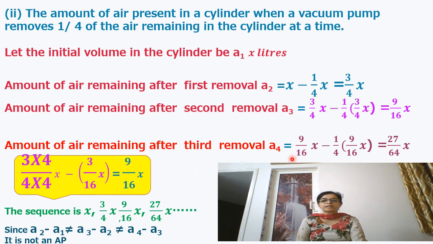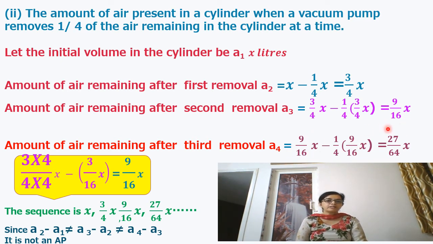In the next step, again I am reminding you that we have to remove one-fourth of the remaining air present in the cylinder. What is the air which is present in the cylinder after removing one-fourth of 3/4 X? It was 9 upon 16. This is the remaining air present in the present situation. So in that present situation, it is 9 upon 16. Remove one-fourth of it. It means one-fourth of 9 upon 16. Remove this much air from the air remaining in the cylinder.